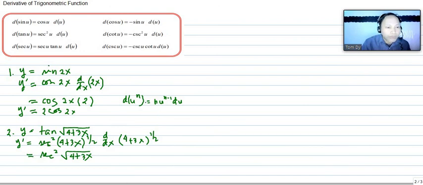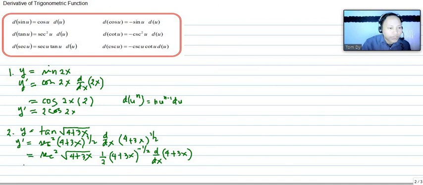Our derivative of u to the n equals n. So for this case, the derivative of 4 plus 3x raised to 1 half equals 1 half. Okay, so we have 1 half times 4 plus 3x, and then 1 half minus 1, that is n minus 1. 1 half minus 1 is negative 1 half. Times the derivative of our u, which is 4 plus 3x.